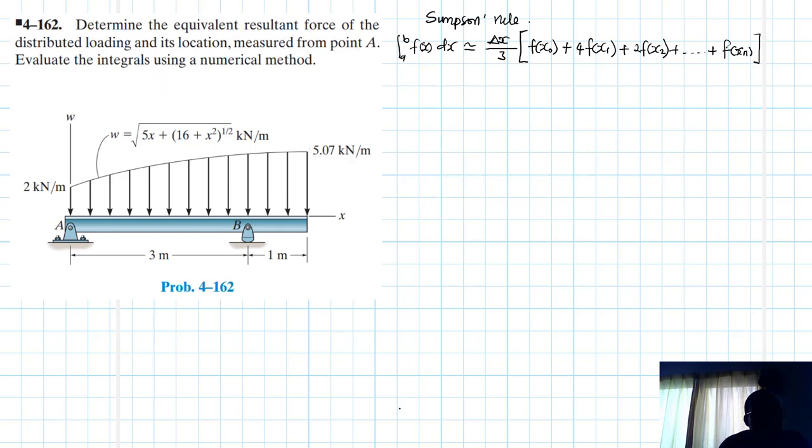It's not yet done. Delta x is just equal to the difference over these integration limits, divided by n. So it's b minus a, divided by n.